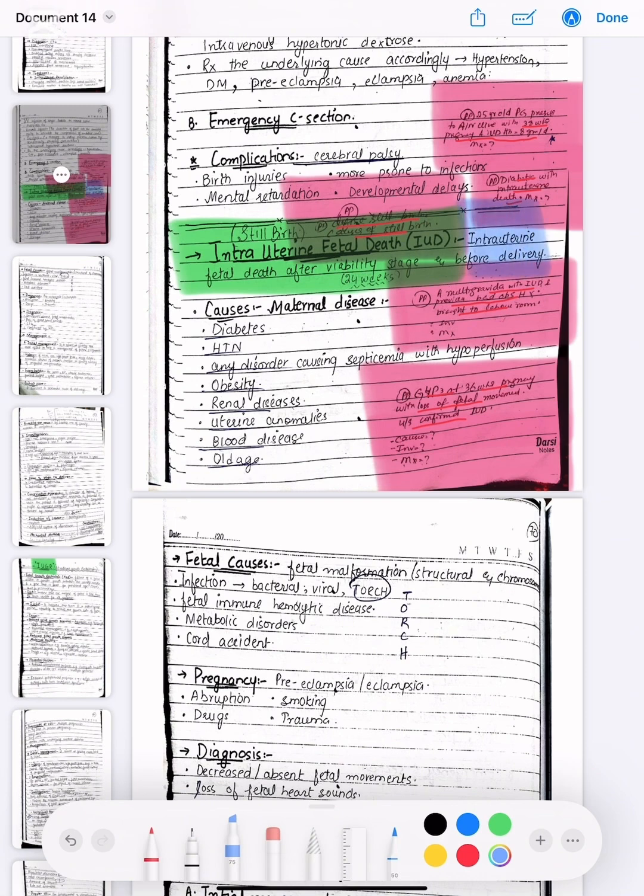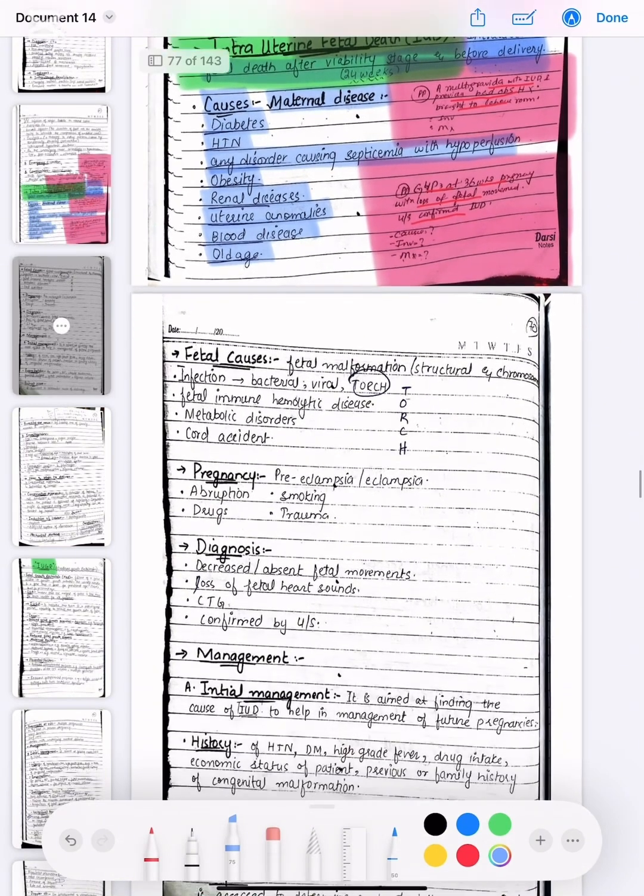Intrauterine fetal death after the viability stage and before the delivery is known as intrauterine death. Whenever there is death of the fetus after the period of viability, it is intrauterine death. If it is before the period of viability, that is 24 weeks, then it is miscarriage. So this is intrauterine death. What are the causes? These are maternal diseases, which are diabetes, hypertension, any disorder causing septicemia with hyperpyrexia, obesity, renal diseases, uterine anomalies, blood diseases, and old age. These are the causes of the intrauterine death.